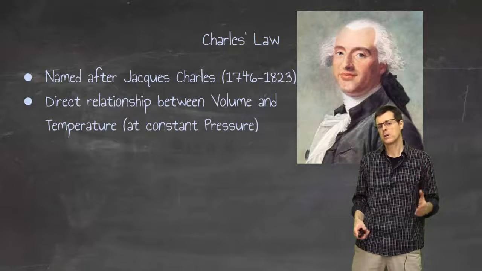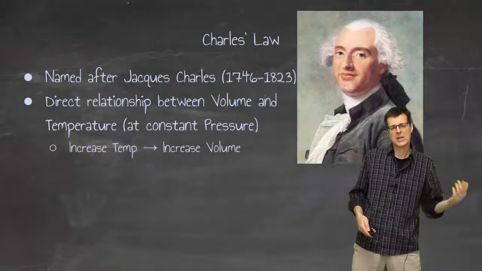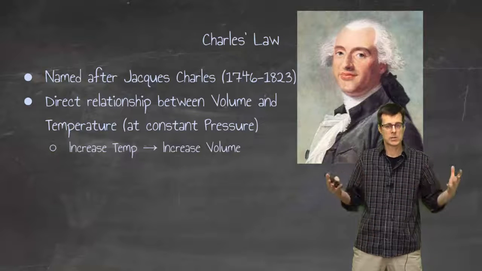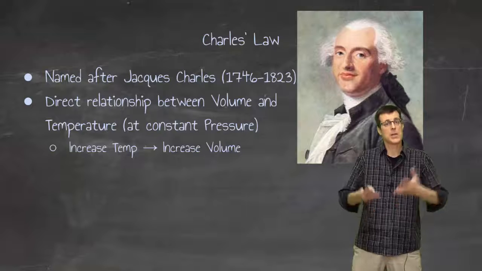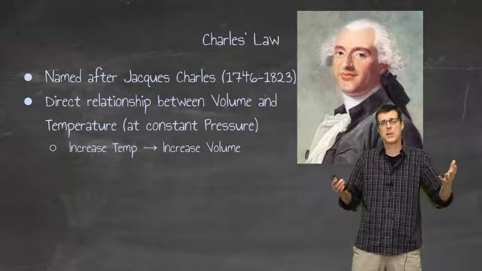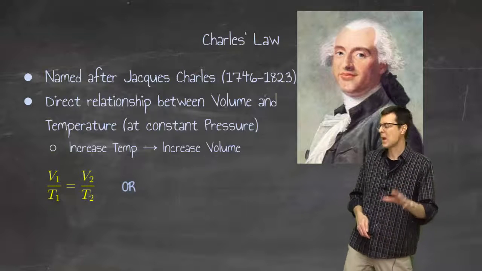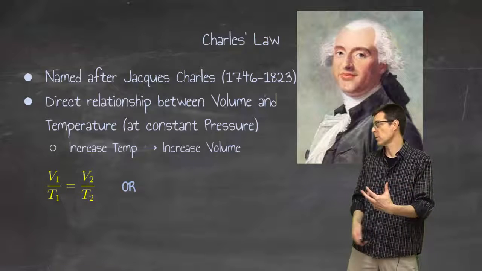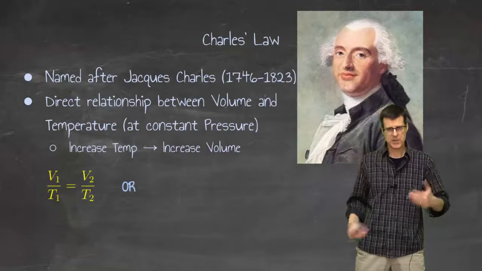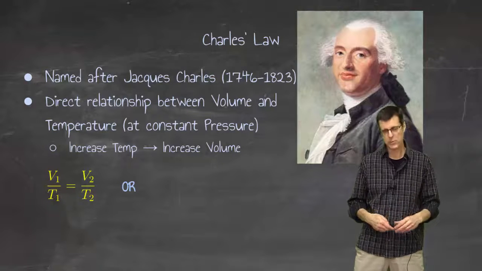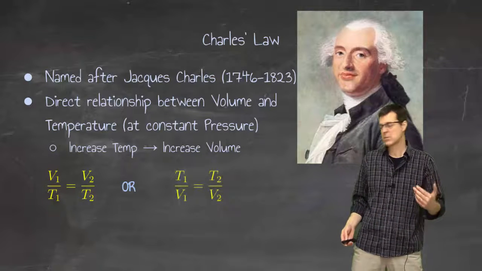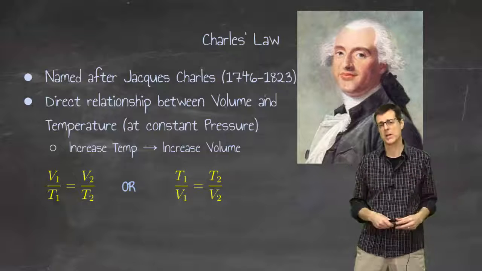The direct part is important, and what that means is if I increase the temperature, I'm going to increase the volume, and that's probably something we've known for a long time. You heat something up and it expands. Hot air expands. Mathematically, though, he turned that into a formula looking like this: volume 1 divided by temperature 1 equals volume 2 divided by temperature 2. Now you can sometimes express this flipped around where both sides are flipped.